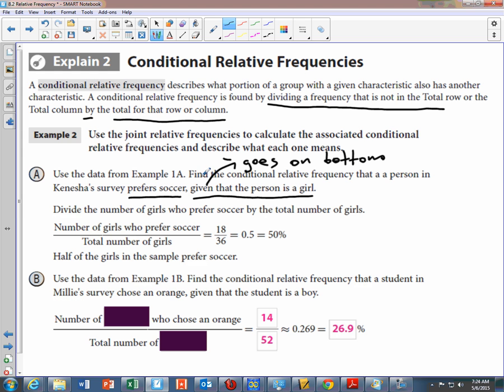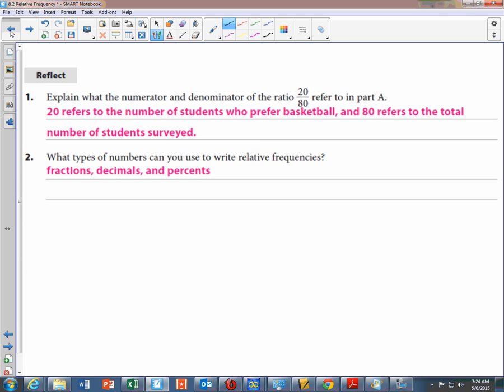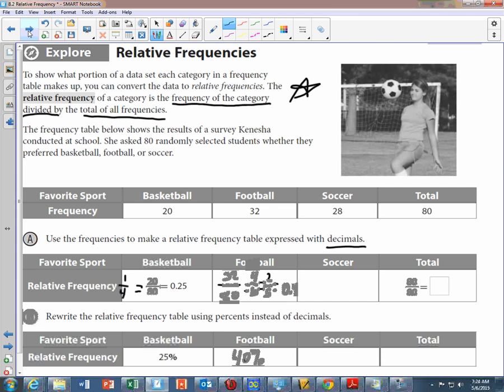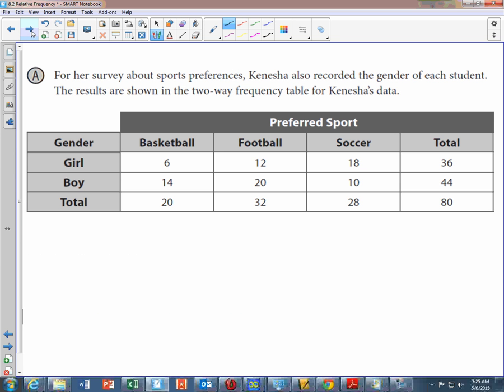Okay, so it says given the person is a girl. Well, how many girls do we have in total? If we look at that table, and maybe I'll go back all the way over here so that we can see it on the video. I gotta find it. Oh, I went too far. Oh, I never used that table. Okay. Oh, here it is, right here. So how many girls do we have in total? Well, we have 36 girls in total, and that's on page 360 if you need to look back at it.